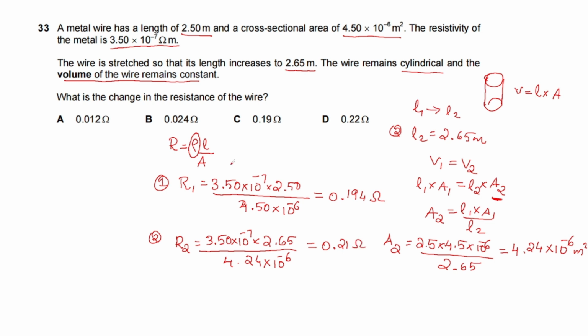Okay, so these are the resistance values in each case, and what you need to find out is the change in the resistance, right? Which means R2 minus R1, which is equal to 0.21 minus 0.19, which is equal to 0.028 approximately. Which option is closer to this? Option B, which means that for this question number 33, option B is the correct answer.